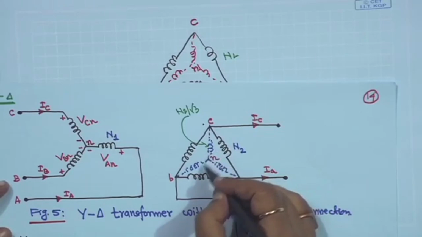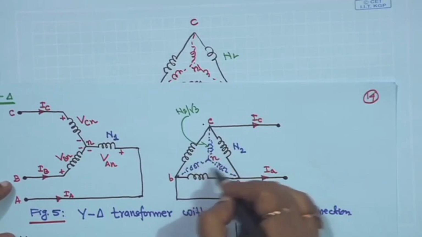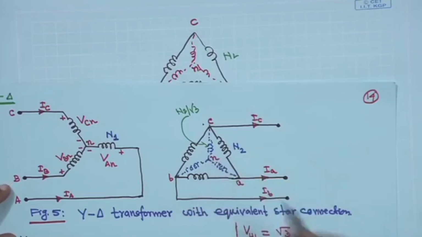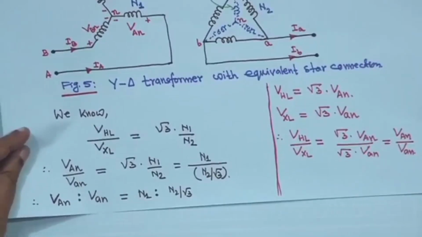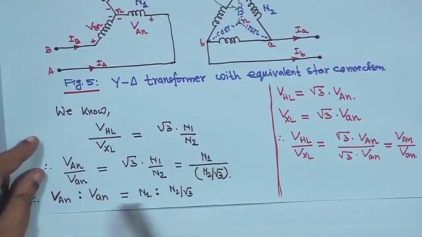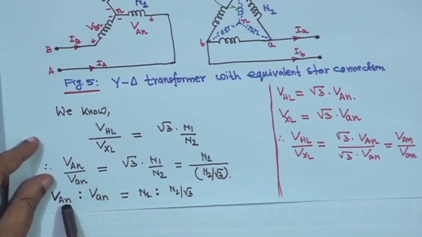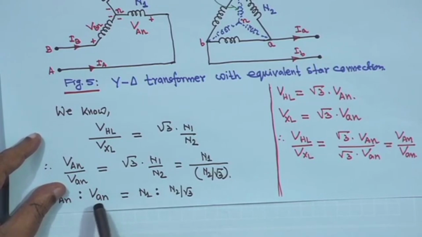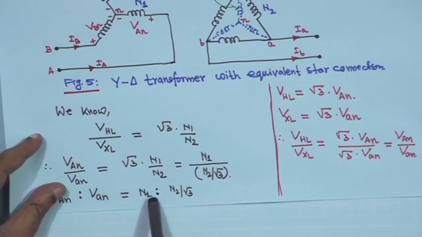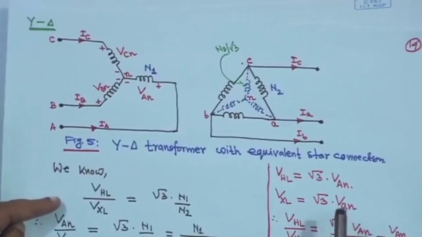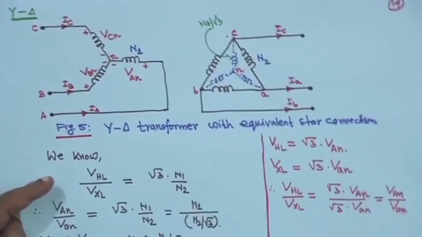So as if after converting into star connection, instead of N2 it has become N2 by root 3. That is why, instead of writing this, it is N1 is to N2 upon root 3. So the ratio of line to neutral voltage on the star side to the line to equivalent star line to neutral voltage on the delta side is equal to N1 is to N2 upon root 3. Hope you have understood this. If you understood this, things are fine.